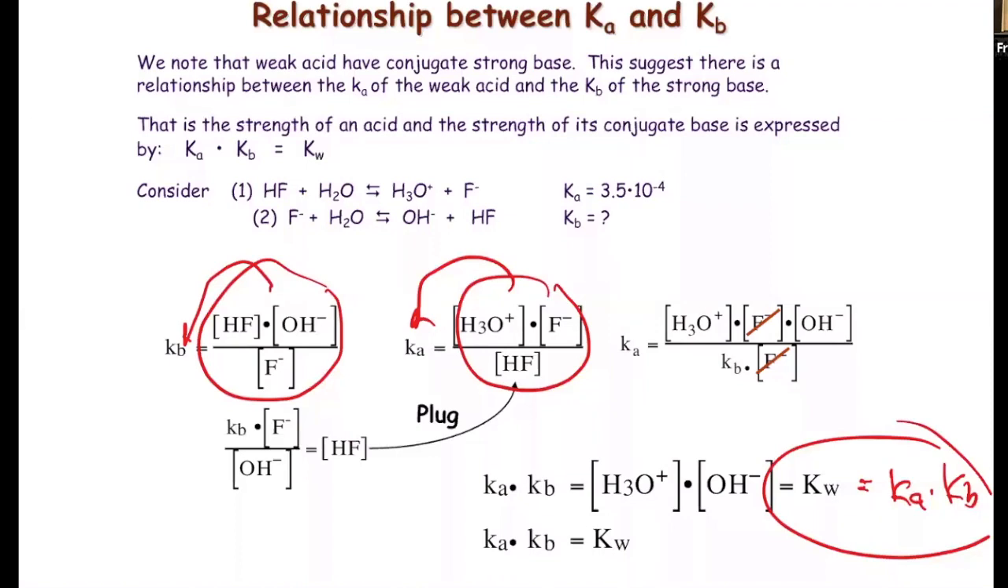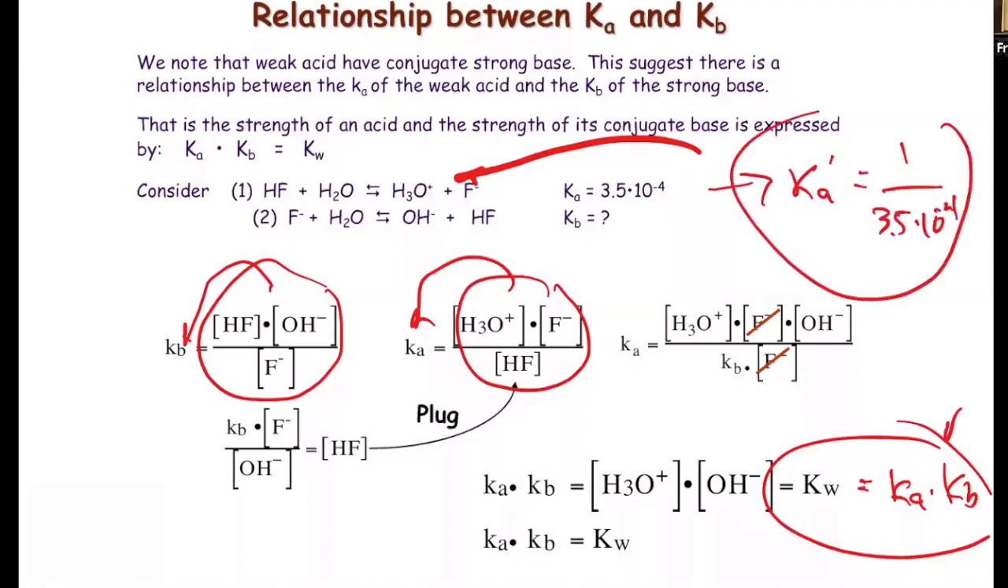You use that a lot. And remember, the Kb is based on that conjugate forming hydroxide. It's not the reverse of that reaction. The reverse of that reaction, the Ka prime for that, is just 1 over 3.5 times 10 to the minus 4, because it's the reverse of that reaction without modifying it. Okay, so hopefully that's clear based on what we've talked about in the past.